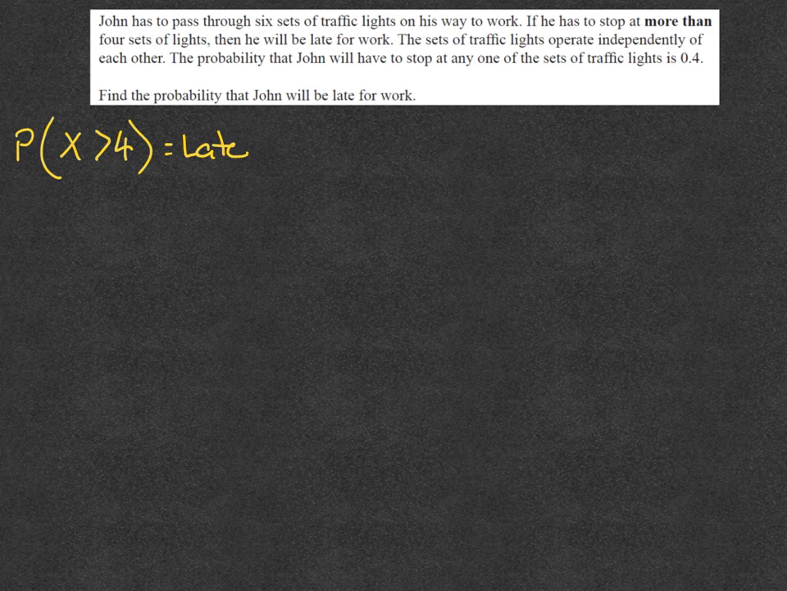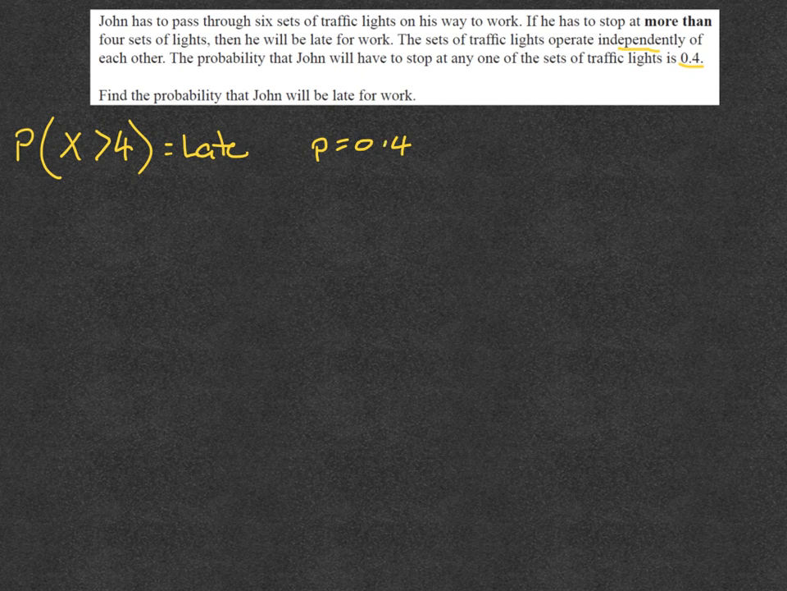Traffic lights operate independently, so we've got an independent distribution here, and the probability is 0.4, so p equals 0.4. Find the probability John will be late for work.